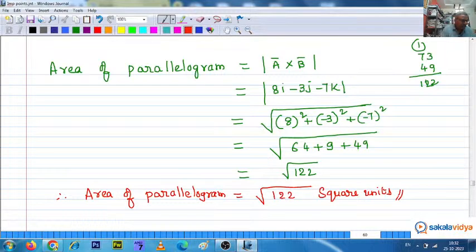So now we shall continue in the next session. In the next session also we shall continue numerical problems, then we go to the kinematics chapter.